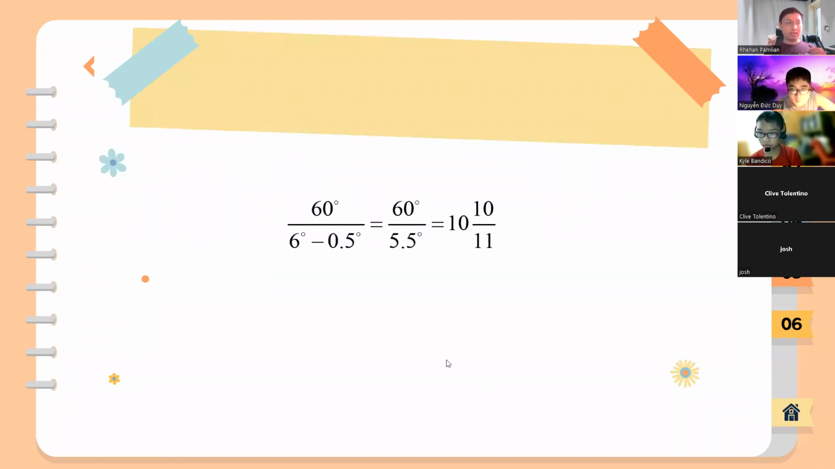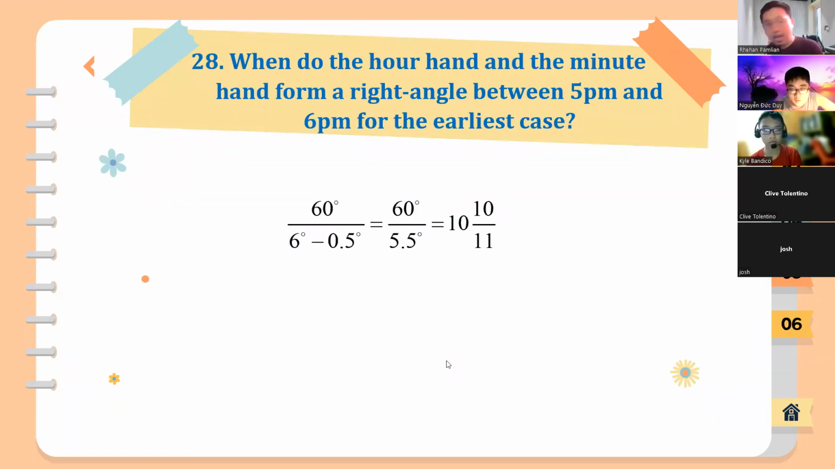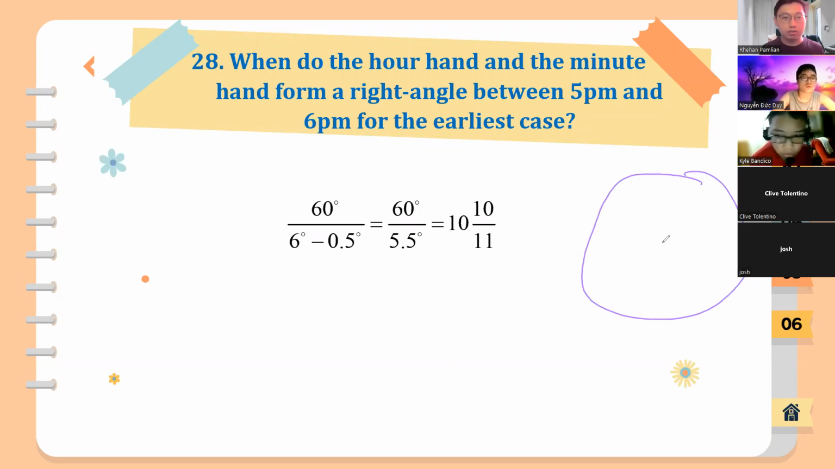Number 28. When do the hour hand and the minute hand first form a right angle between 5 p.m. and 6 p.m.? When we say the earliest, guys, if you look at the watch, let's say 5 p.m., this is 3, 4, 5, and 6. This is 5 p.m. and 6. So there are 2 possible ways they could form a right angle, in this form or in this form, correct? But this one would be your earliest.